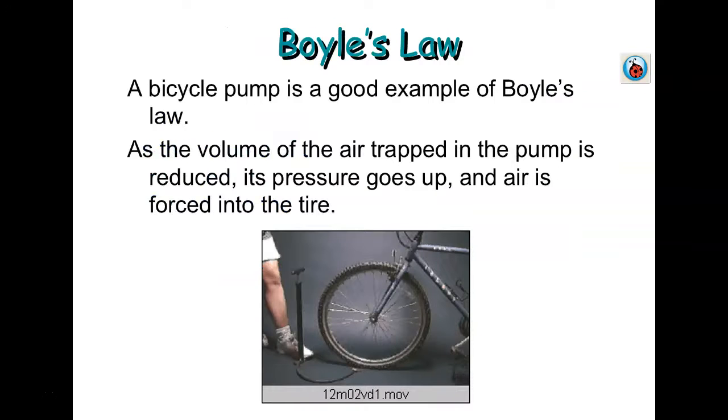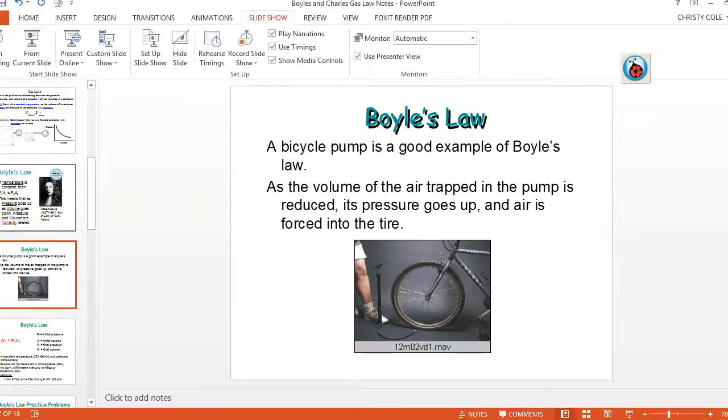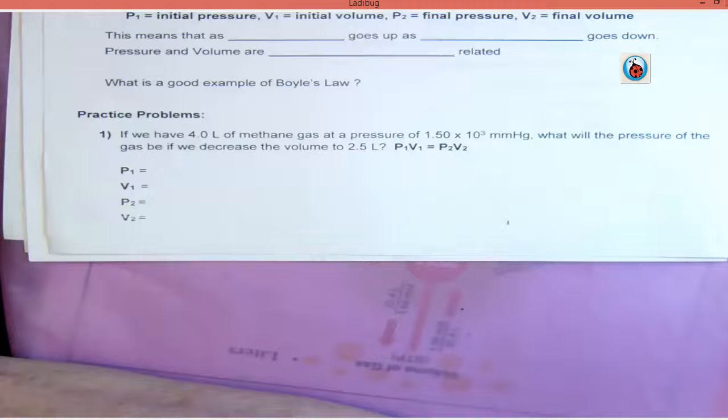All right, so another good example of this is a bicycle pump. Think about that as a closed container. If the volume of air trapped in the pump is reduced, its pressure goes up and air is forced into the tire. Okay, so great example of Boyle's law. Now let's do this practice problem together.